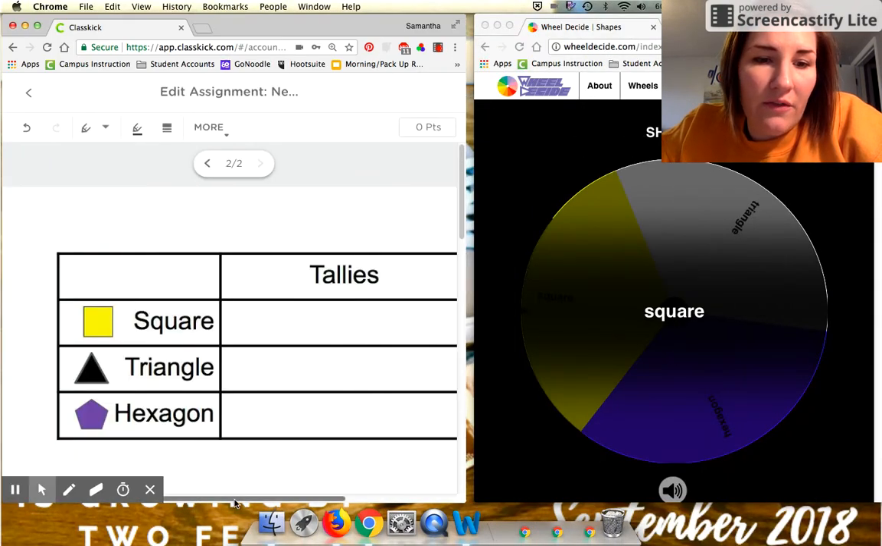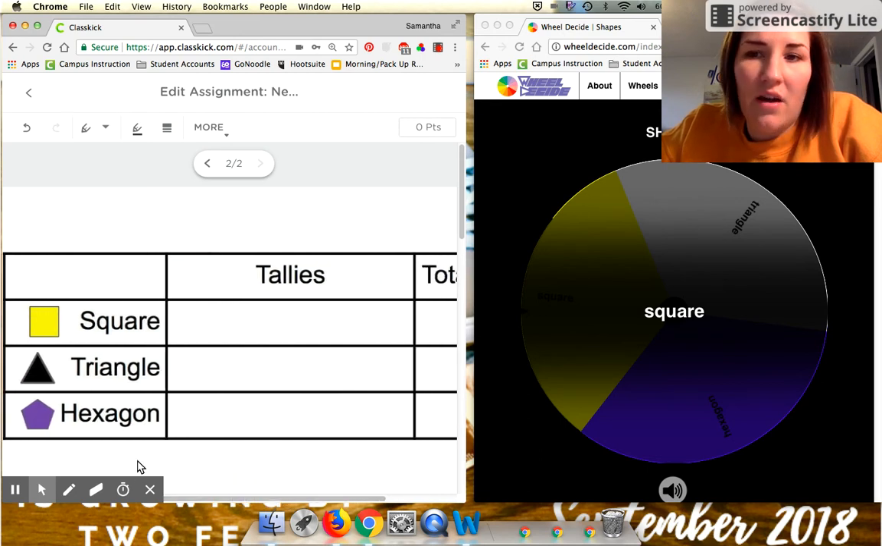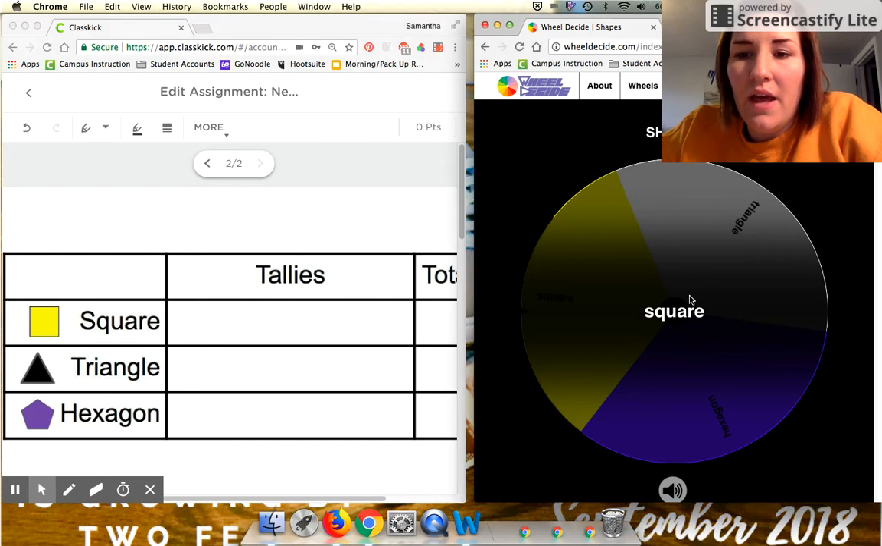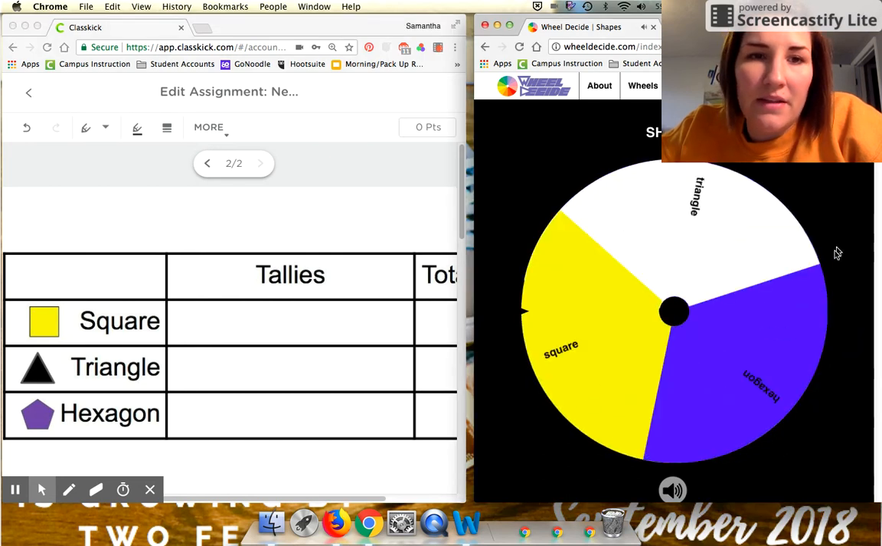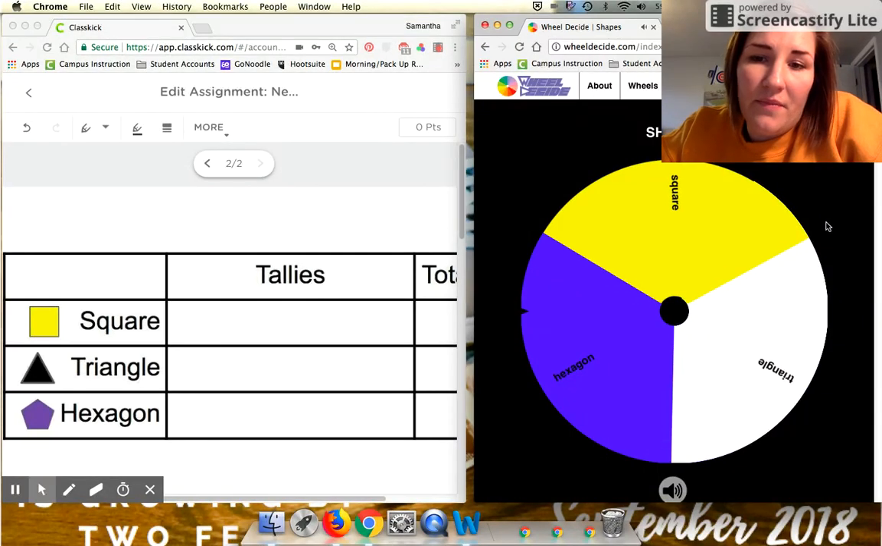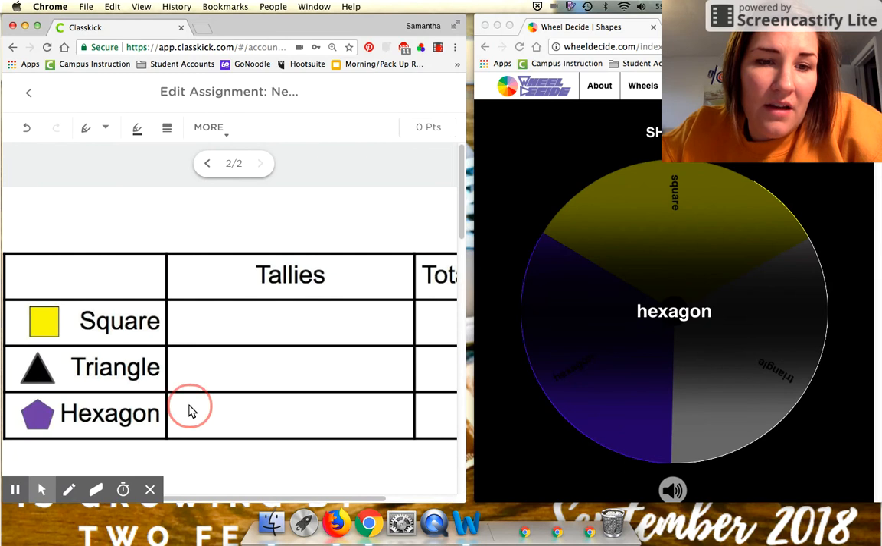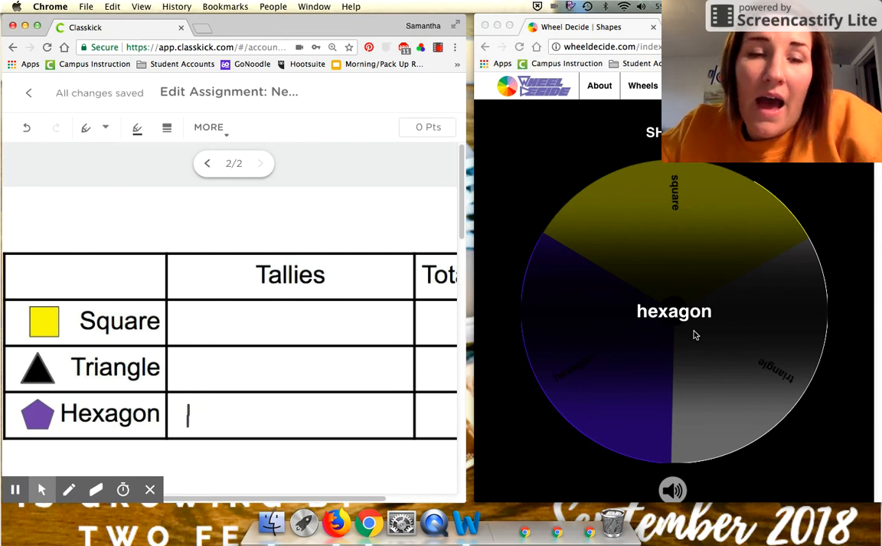And so I have 3 different shapes. I have squares, triangles, and hexagons. And so I have a little spinner here, and what I'll do is I'll click it, and it spins, and it's going to give me a result. So for each spin, I'm going to collect a tally. So it landed on hexagon. So I'm going to make a tally under hexagon. I'm going to spin 12 times and see what I get.